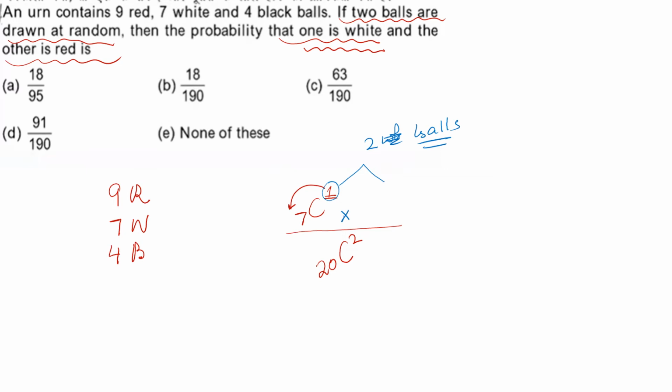Now they are asking what is the probability that the second ball is red. You know that you have to select one red ball, so the red ball will be selected from the red balls, and there are 9 red balls. So this is the difference between this one and the previously done questions.